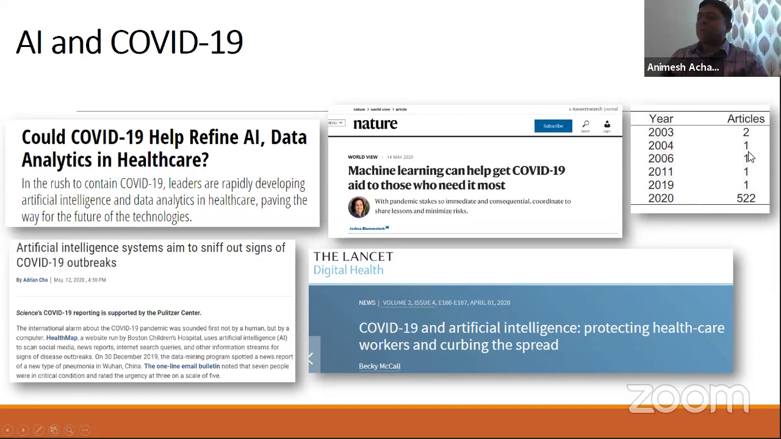4, 1 paper in PubMed. 6, 7, nothing, because nobody knew COVID would be enormous. Yeah. And I think the 2003, this is about the SARS virus or something that came up in China at some point. I think probably that one.